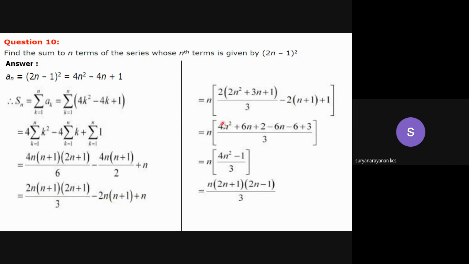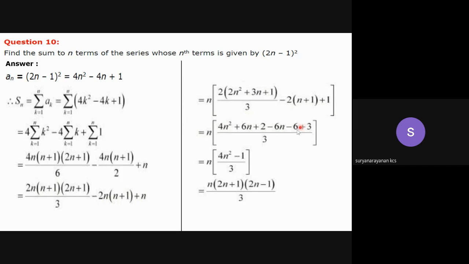That is equal to n into, by taking the LCM of the denominators of these three terms, that is 3. In the numerator, you know how to write the numerator part. It is nothing but addition of fractions. If you know addition of fractions well, then you can write the numerator easily. I have explained many times how to write the numerator part when you are adding fractions or when you are subtracting fractions.